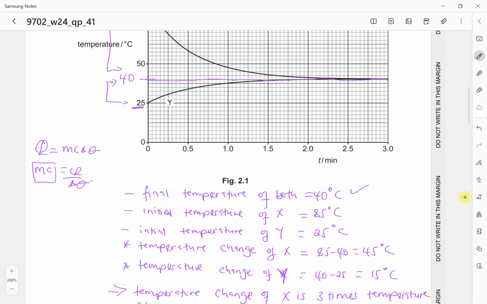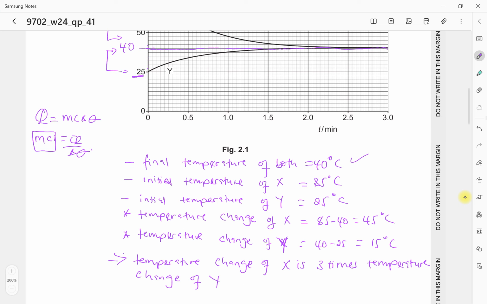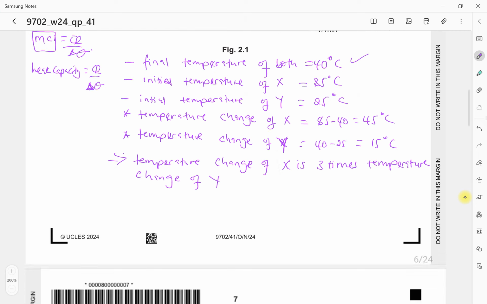They have different initial temperatures. So if heat capacity is Q over delta theta, you notice that Q over delta theta is going to be bigger for Y and smaller for X. If the same amount of heat is supplied, the change in temperature is bigger for X than for Y. And when delta theta is bigger, then heat capacity is smaller. So the heat capacity for X is less than that for Y. Then, of course, we can make an assumption that there is no heat loss to the surrounding. Otherwise, if there was some heat loss to the surrounding, the graph would be showing that.